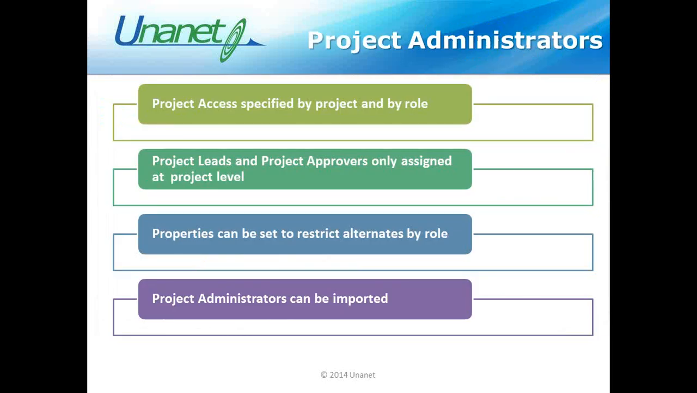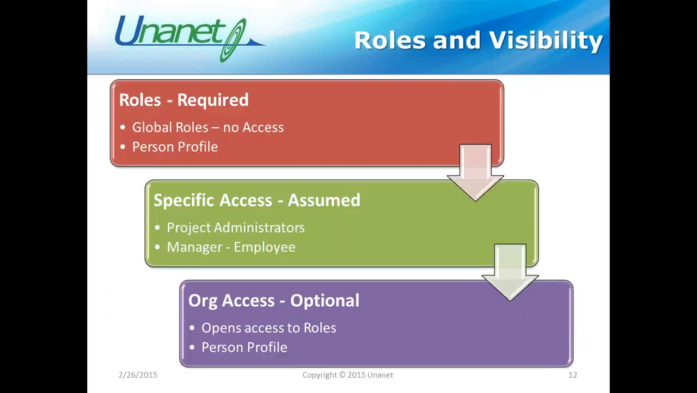So just to recap here, the project access is specified by the project and the role, and those leads and approvers are only assigned at the project level. That's why they're grayed out at the person profile, and they can only be set up and granted access at the project level. And there can be properties that can be set to restrict alternates by role. So if you don't want any other timesheet user being a project lead, you can set that up to not allow that as an alternate. And then finally, the project administrators can be imported in like we talked about.